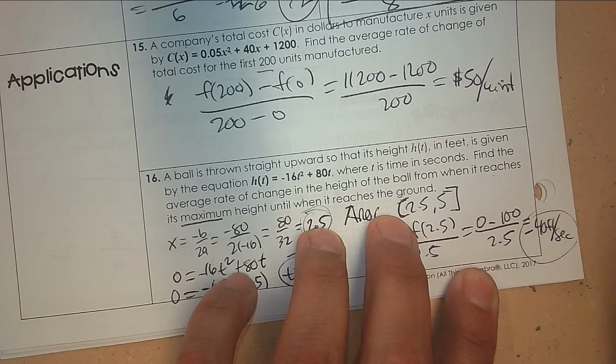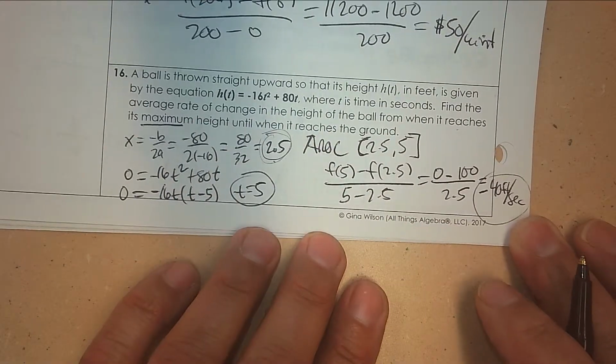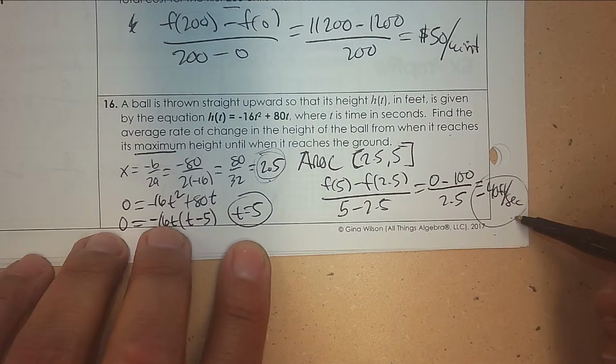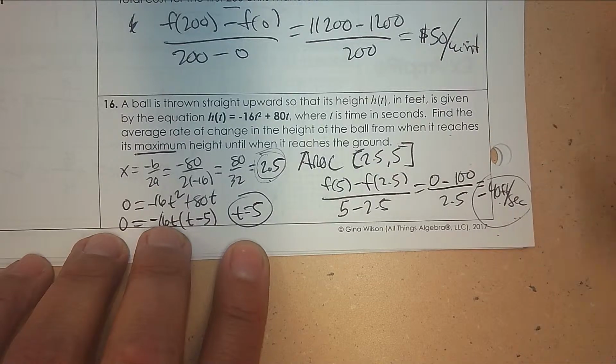So on average, how fast is it falling from its maximum height to the ground? So on average, every second it falls 40 feet. That's what it means. Let's finish this. All right.